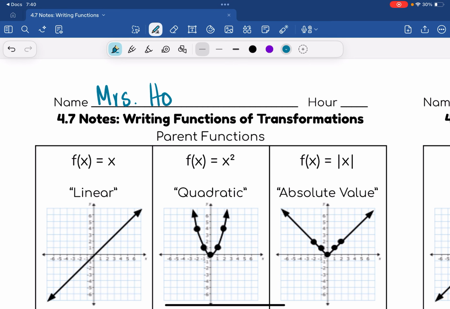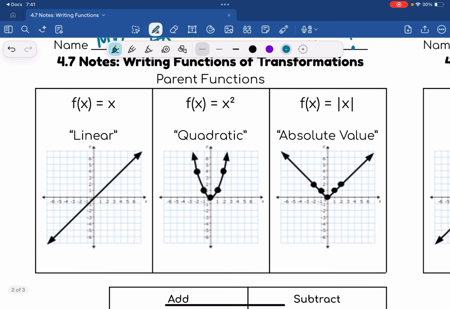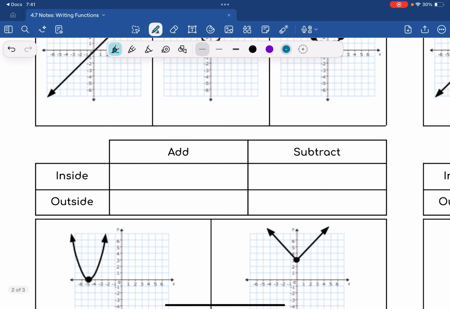First thing that you need to know on here is that we have our 3 parent functions. We've got our linear function, our quadratic, and our absolute value. Today we are going to only be writing functions for our quadratic and our absolute value. And then we have the same table that we had from 4.6. So let's fill out this table together.